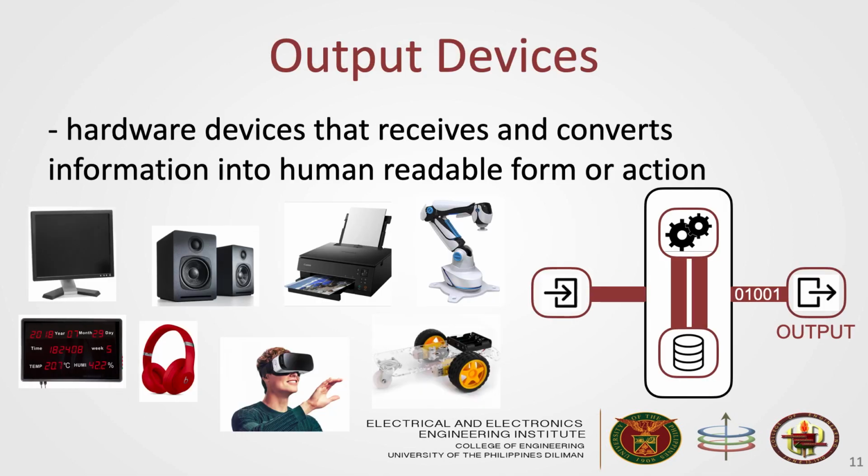On the other hand, output devices or output peripherals are hardware devices that receive binary information and convert that information to a form that is readable to humans or a form that gives action to the environment. User output information can be light, sound, image, or signals to control a motor of a wheel, a robot leg, or a robot arm.